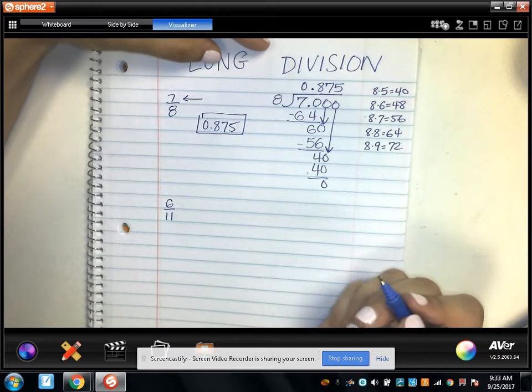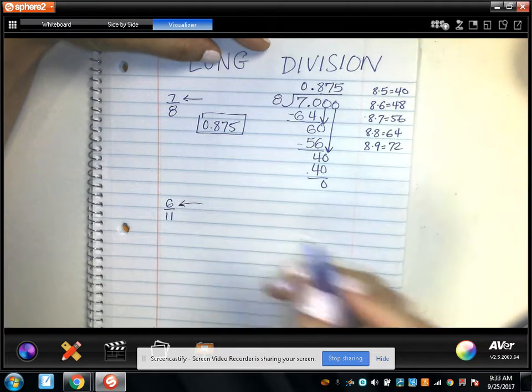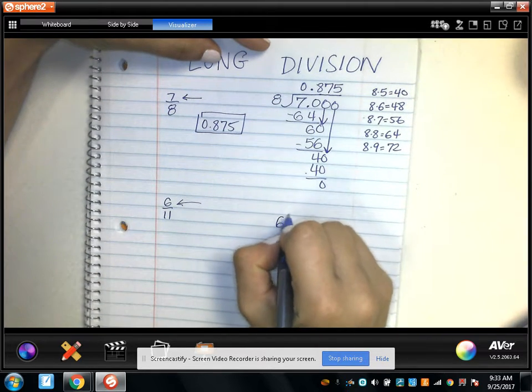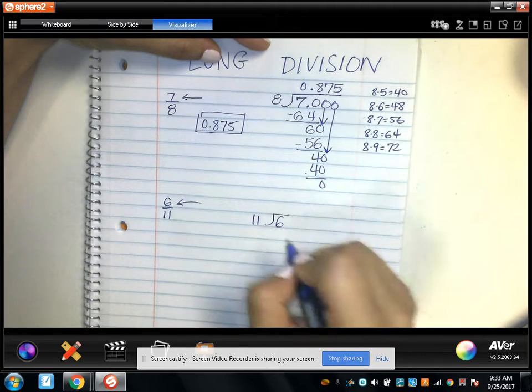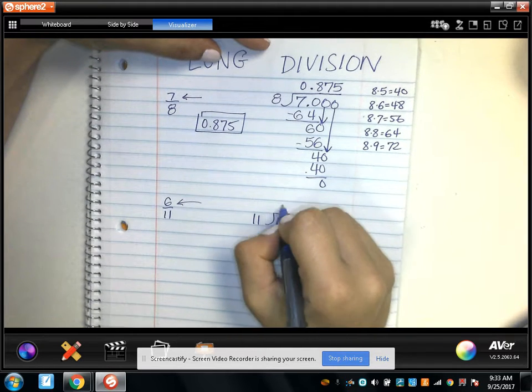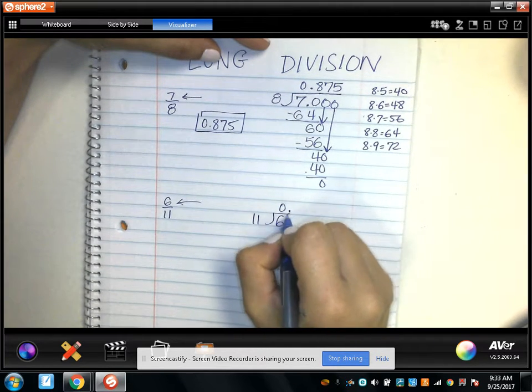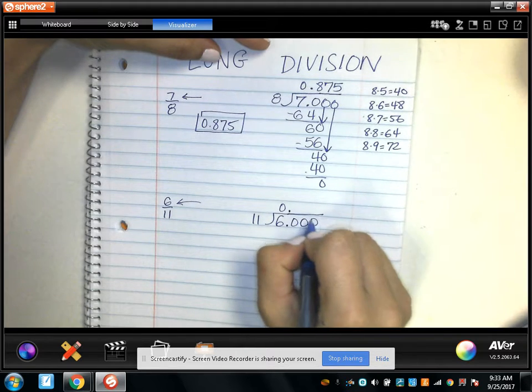Okay, let's do another example. Remember, the numerator goes on the inside. So 6 would go on the inside, 11 would go on the outside. 11 does not fit into 6, so I know I have to bring a decimal point up and add zeros until I find my answer.